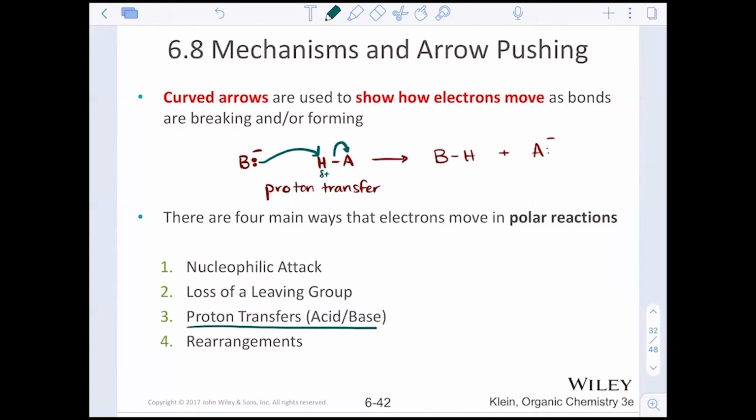A nucleophilic attack, we're going to see a loss of a leaving group, we'll see proton transfer again, and then we'll talk about rearrangements. And all of these curved arrows or mechanisms are used to show how the electrons move as bonds are breaking and forming.